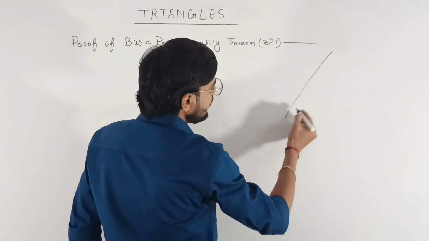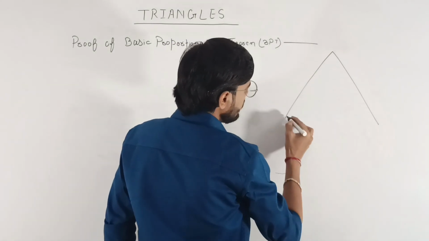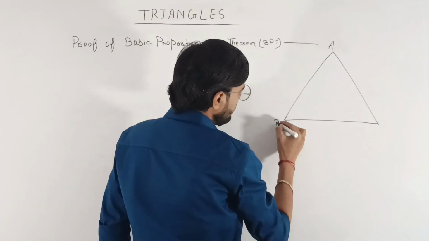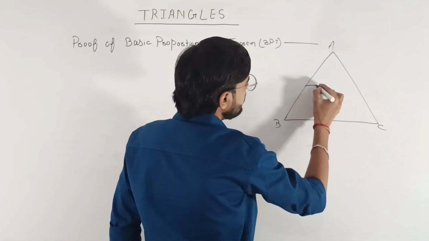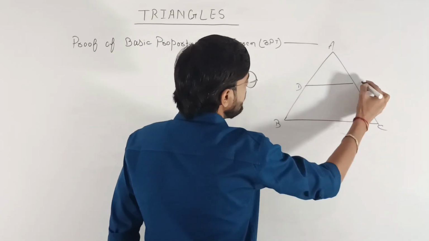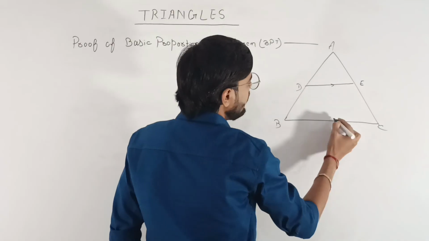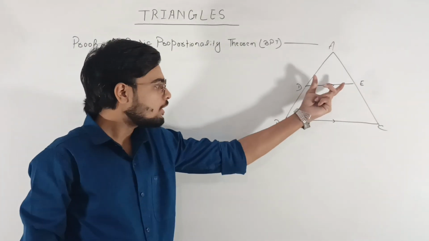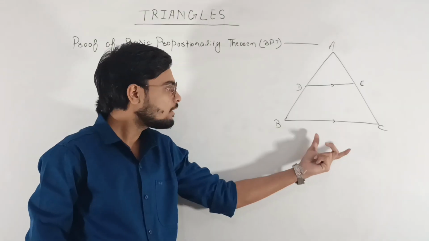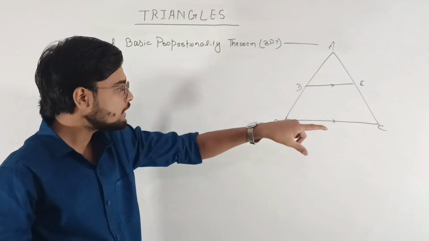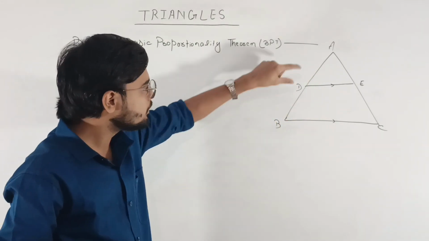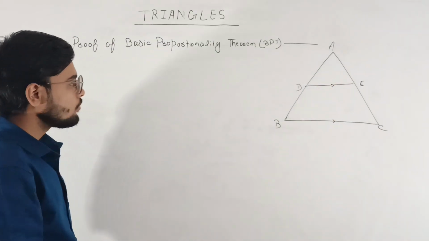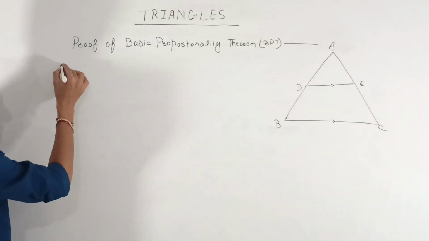Look, I have this triangle ABC, and this is the line DE, which is parallel to side BC. Okay, BPT theorem is what? A line which is parallel to any one side of a triangle divides the other two sides in the same proportion or same ratio, which means AD upon DB is equal to AE upon EC. We have to prove this. So from here, what is given?